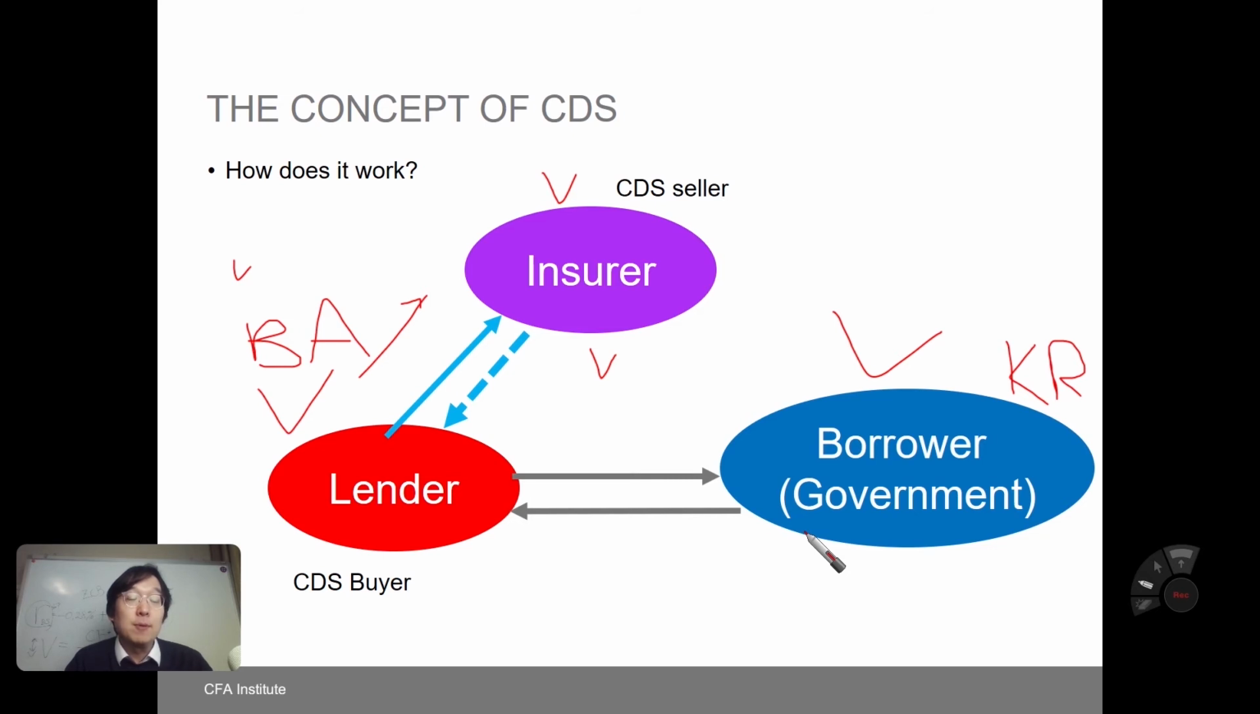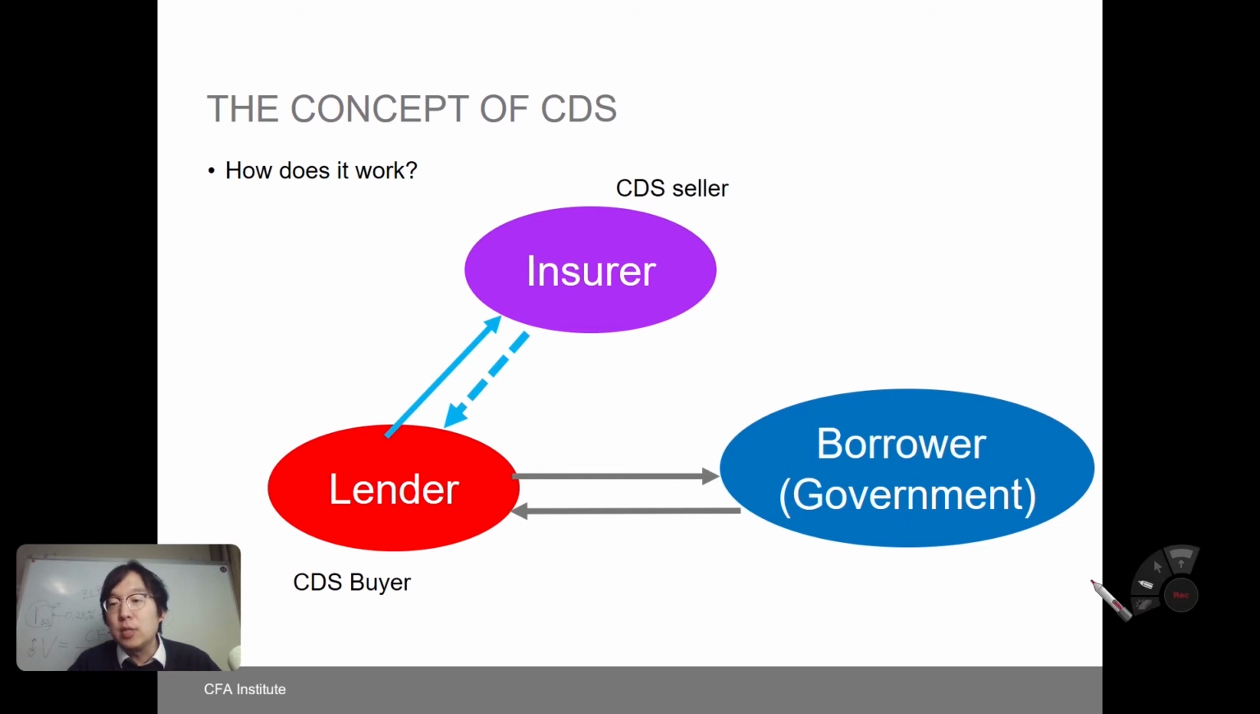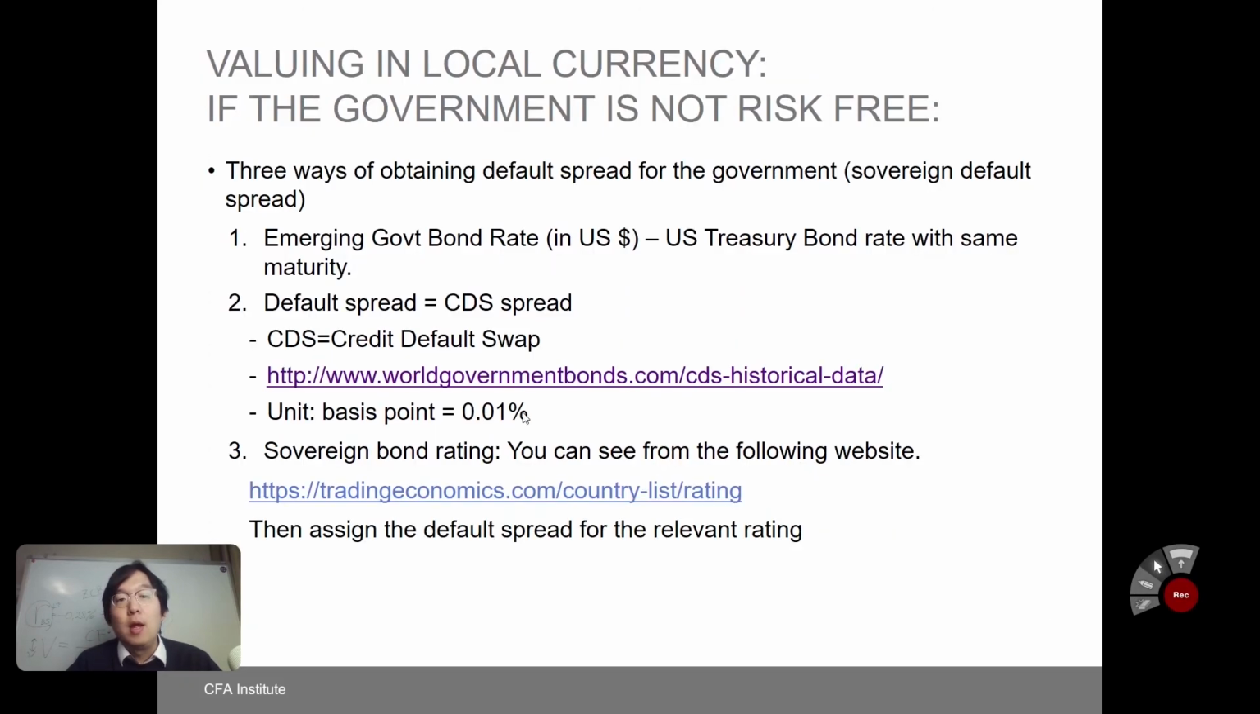In Korea's case, 0.5149 percentage point of the principal amount is what the lender has to pay as a fee to the insurer. That's the CDS spread, which directly reflects the default spread of the borrower. So getting back to our original slide, we use this CDS spread as the default spread.